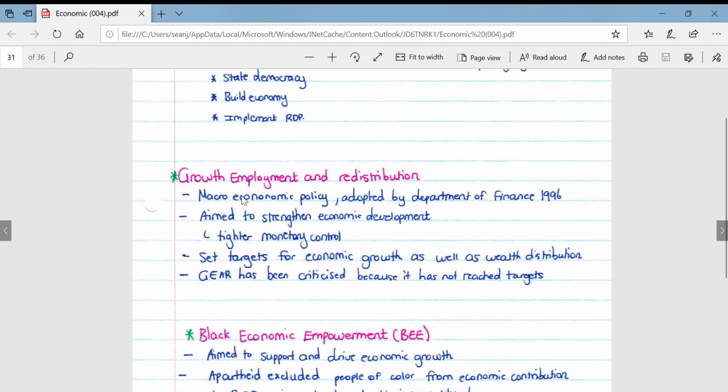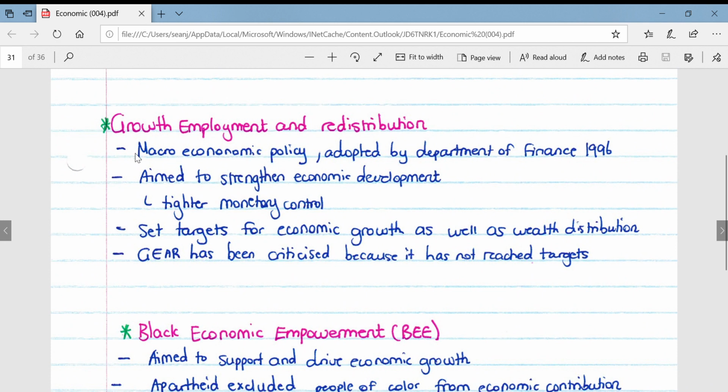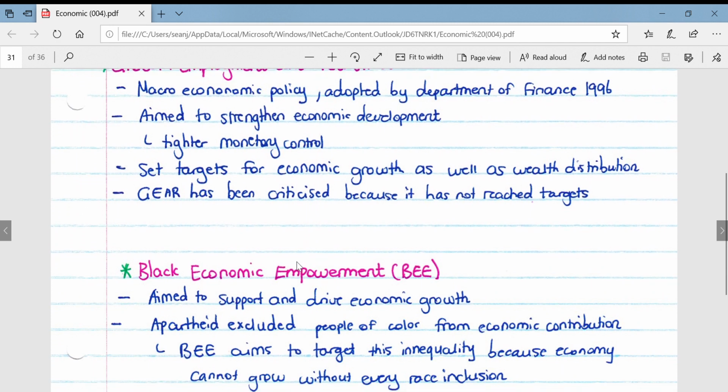Then if we look at the Growth, Employment and Redistribution Program, GEAR, it's a macroeconomic policy which was adopted by the Department of Finance in 1996, aimed to strengthen economic development by ensuring tighter monetary control and setting targets for economic growth as well as wealth distribution. It is also criticized because it has not reached these targets.